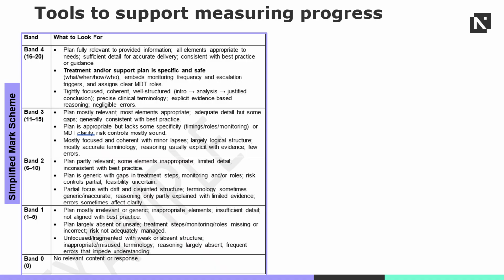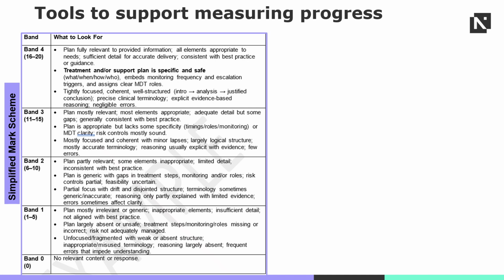So again, let's explore these tools that we can use to help support that scaffolded understanding and meeting of the assessment criteria. So for Band 4, we're really expecting a plan that is fully relevant to the information, with all elements appropriate to the identified needs. It contains sufficient detail for accurate and safe delivery, is consistent with best practice guidance, shows treatment specificity, so what, when, how, who, embeds risk and monitoring with escalation points, with clear MDT roles. The writing is focused, coherent and precise, with explicit evidence-based reasoning and negligible errors.